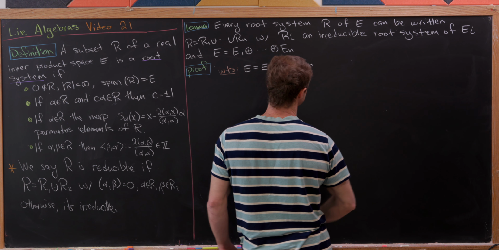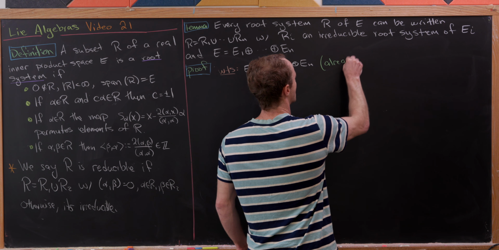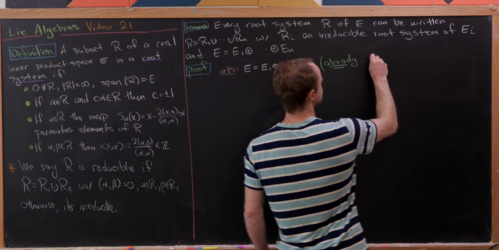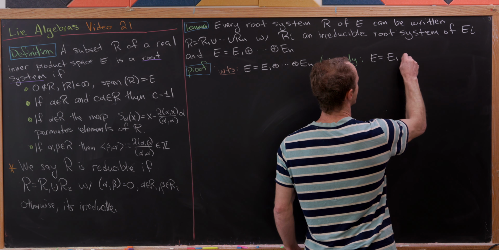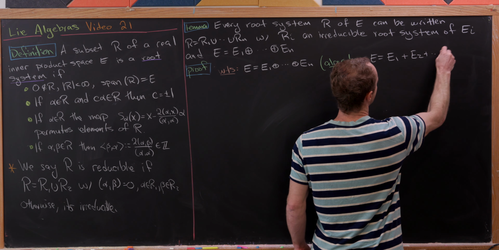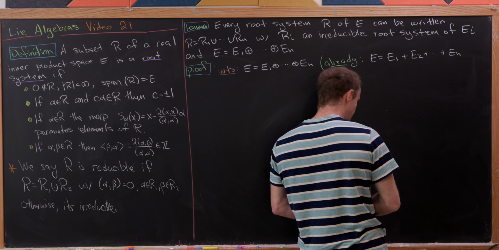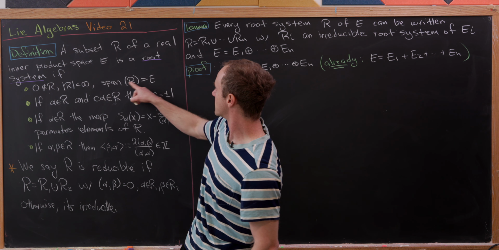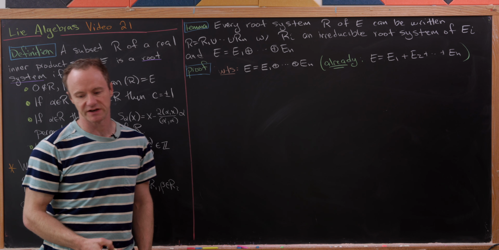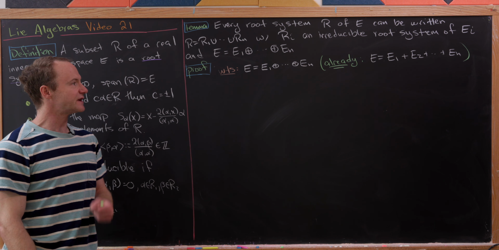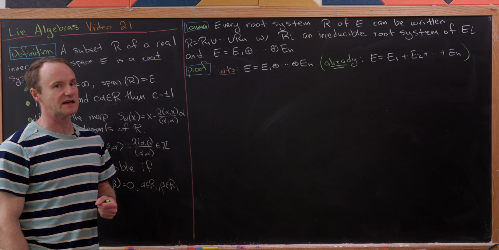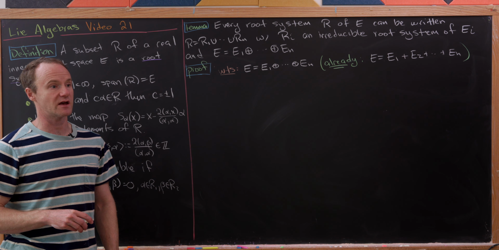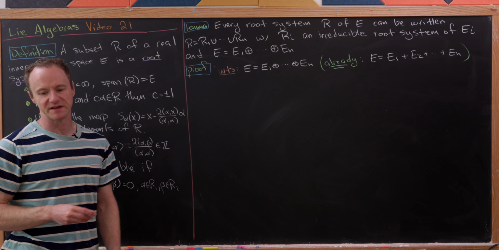So let's notice that we already know part of this. The part that we know already is that E is equal to E1 plus E2 plus all the way up to En, so a potentially non-direct sum. And that's because of this rule right here in the definition of root systems. And so now we just have to show that these EIs or EKs, whatever you want to call them, overlap only at the zero vector.